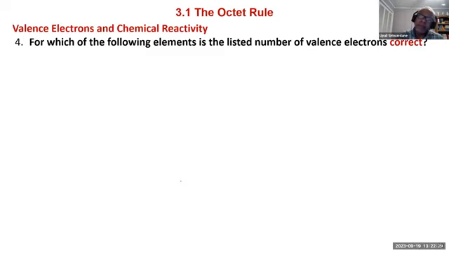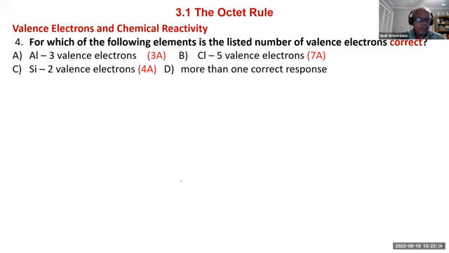Which of the following elements is listed with the correct number of valence electrons? These are the lists. I wrote down the group number from the periodic table. If the group number is the same as the valence electrons, that's correct. This is incorrect. This is incorrect. Valence electrons has to be 4. Therefore, the correct answer is A.